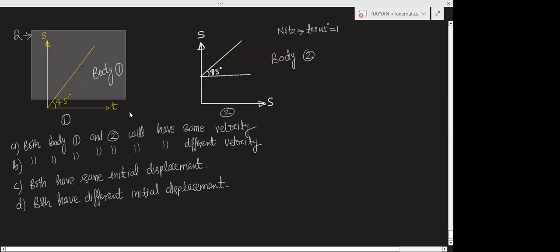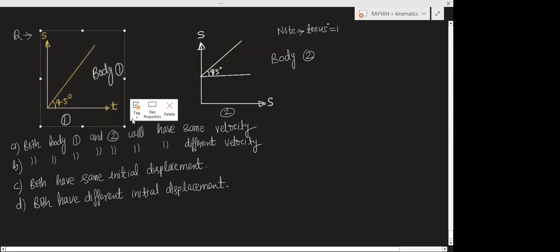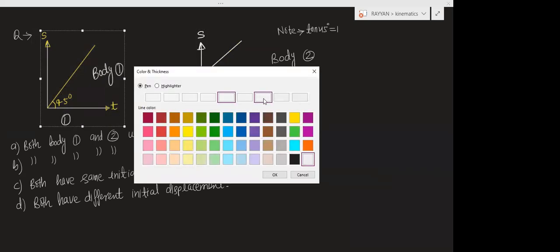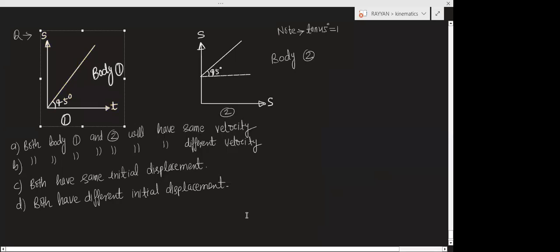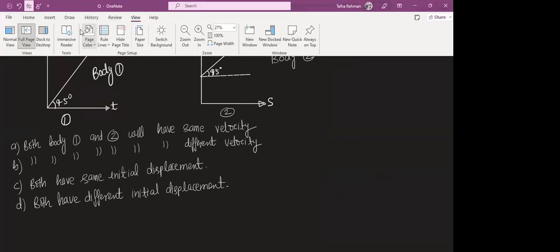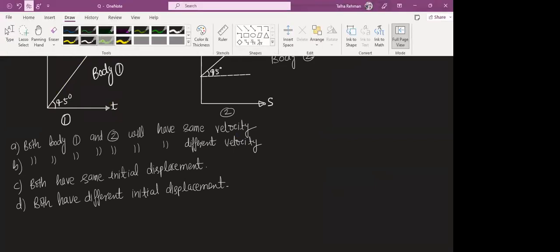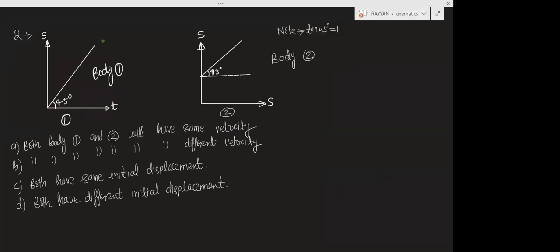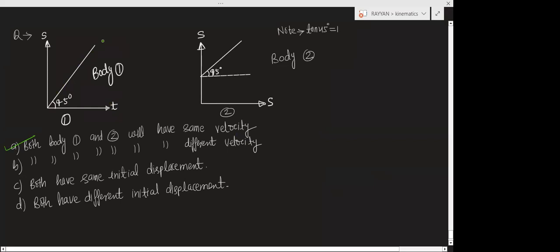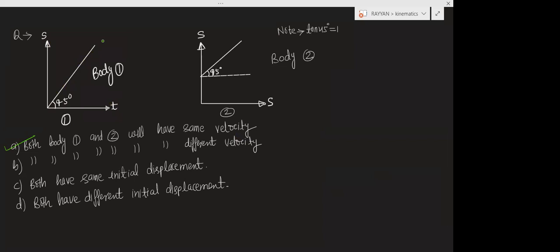Velocity is constant, and both have different initial displacement. Which options are correct? So A and D. Very good, right answer. Very good, Rayyan.